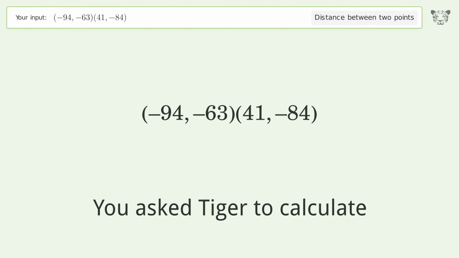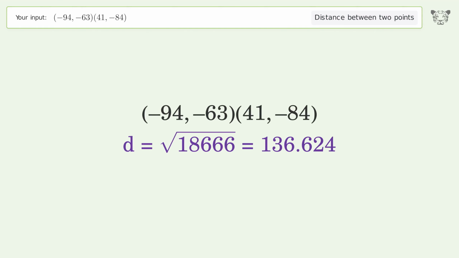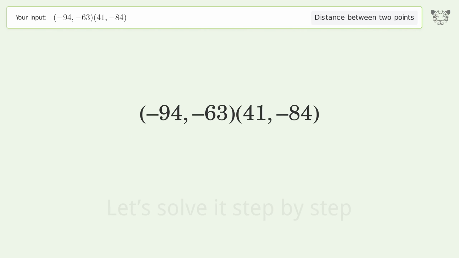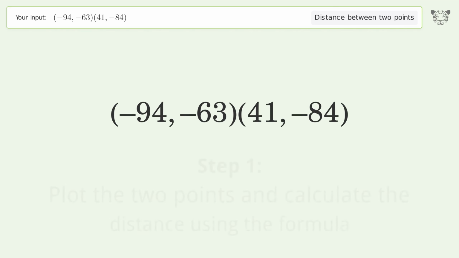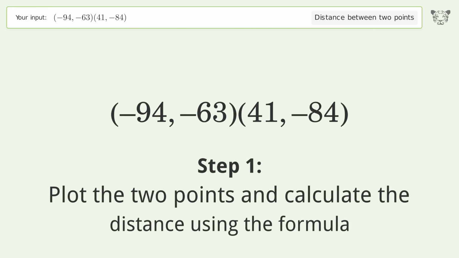You ask Tiger to calculate. This deals with the distance between 2 points. The distance between the 2 points is the square root of 18,666, or 136.624. Let's solve it step by step. Plot the 2 points and calculate the distance using the formula.